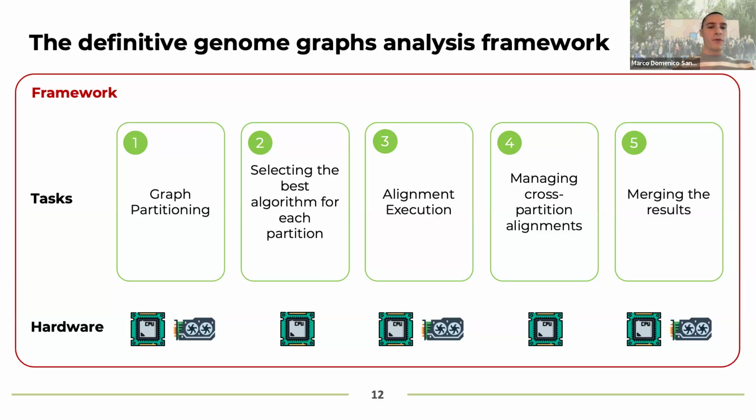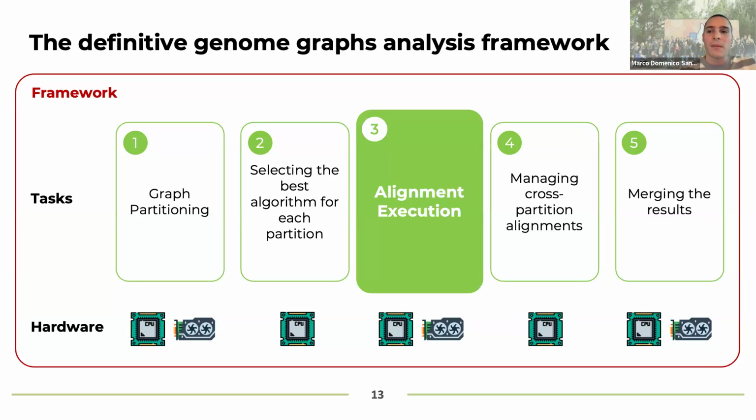In particular, the first, the third, and the 5th task can also benefit from hardware acceleration with parallel computing on GPUs, with the obvious aim of speeding up the process. So currently, I'm mainly focusing on the 3rd task, so the alignment execution, because it is the most computationally intensive, and also because different analysis pipelines need different features and different fine-tuning of all the possible parameters.